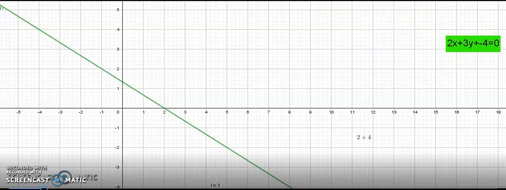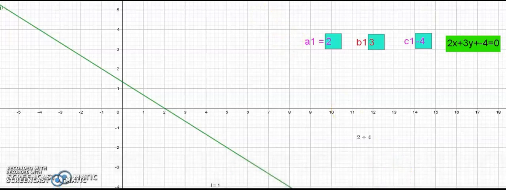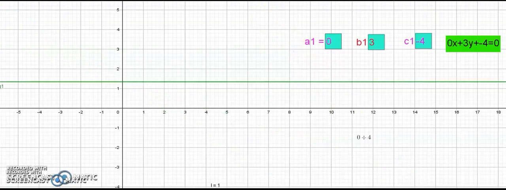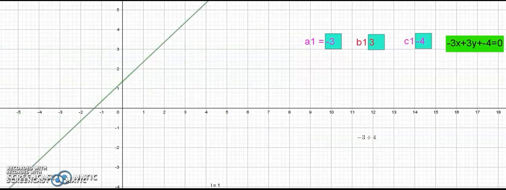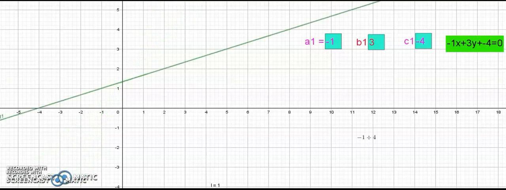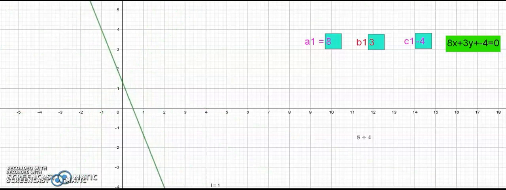Now let me note down the coefficients: a1 which is equal to 2, b1 which is equal to 3, and c1 which is equal to minus 4. Let us change these values of a1. What is happening to the line? Yes, the direction of the line is changed.